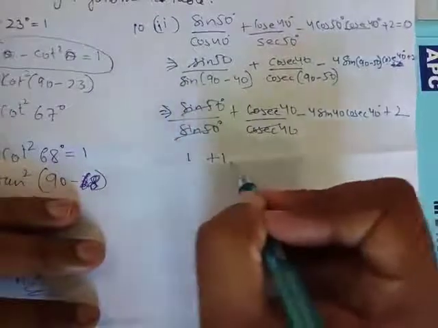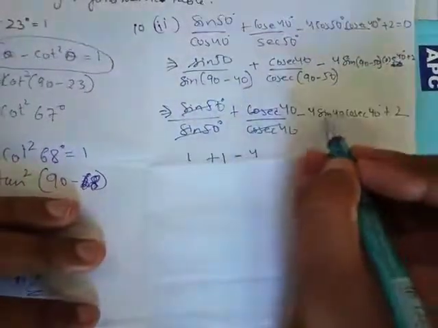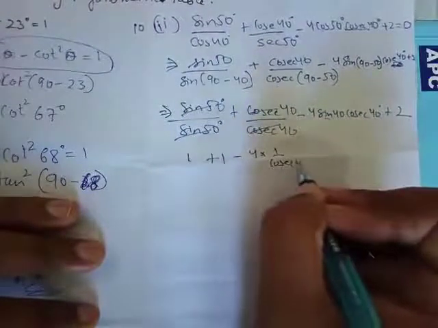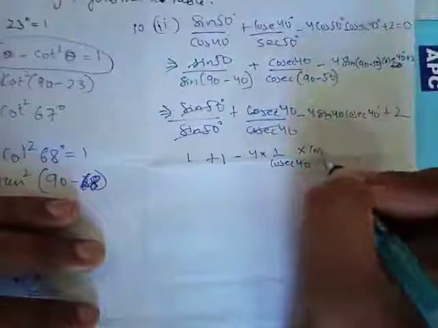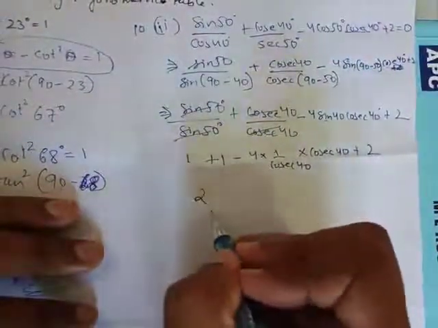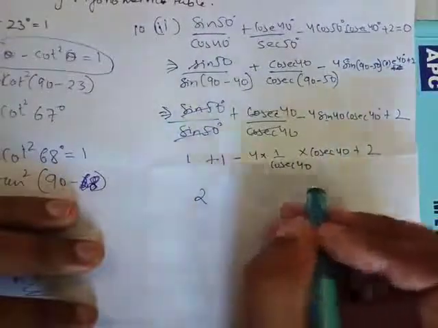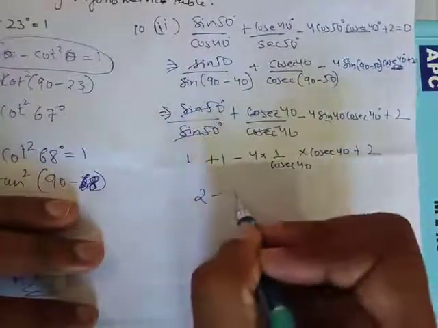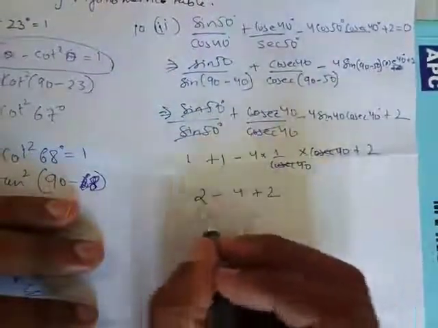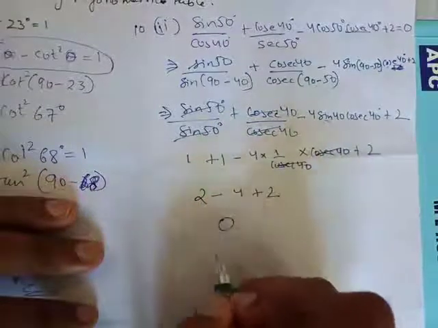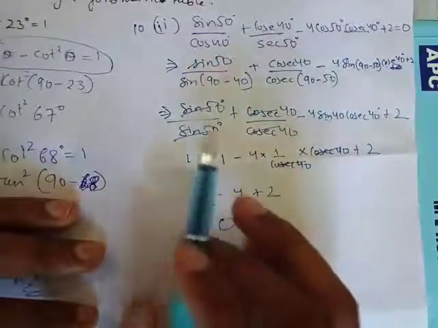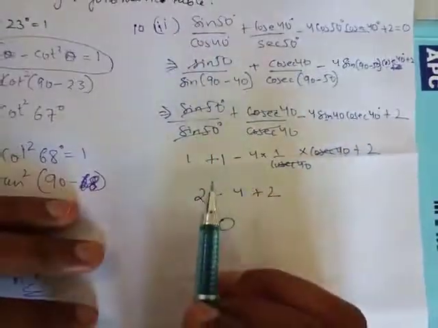1 plus 1 minus 4 sin 40 can also be written as 1 upon cosec 40, into cosec 40, plus 2. So 1 plus 1 is 2, and then I have minus 4, this and this can be cancelled out, minus 4 plus 2, and when I solve this, 2 plus 2 is 4, 4 minus 4 is 0, so what will I get? 0 over here. So if you saw what I did, I changed into complementary angles.